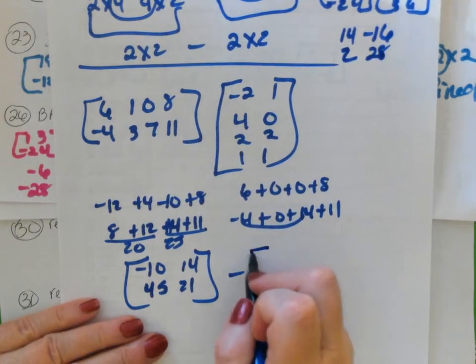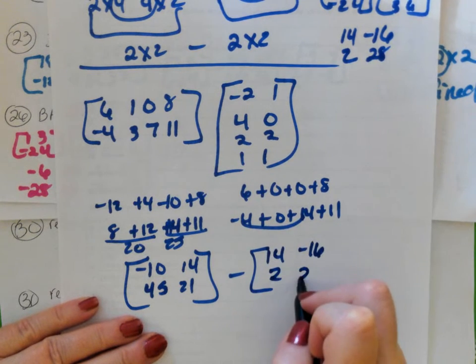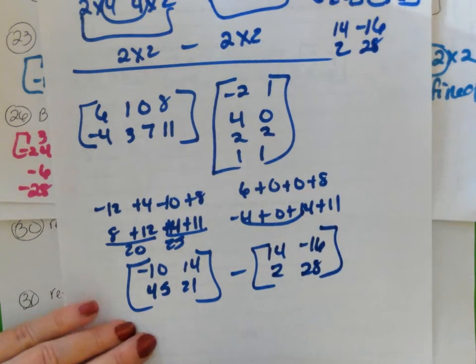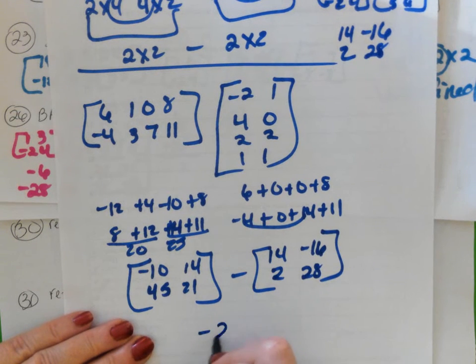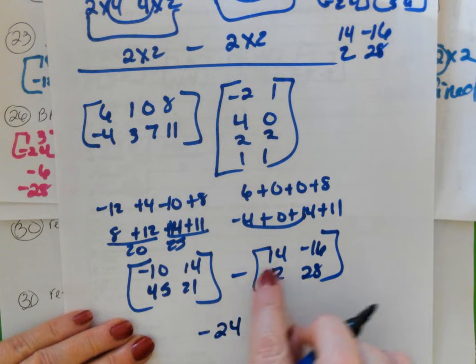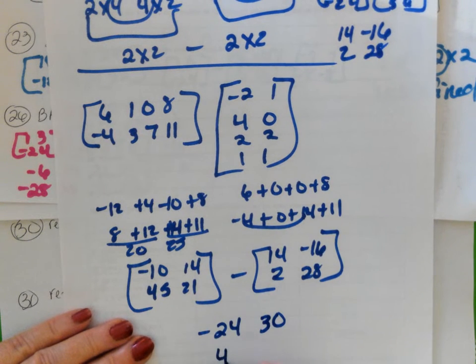Okay, so I bring that down here. 14, negative 16, 2, 28. And we subtract. Negative 10 minus that is negative 24. 14 minus negative 16 is 30. 45 minus 2 is 43. And 21 minus 28 is negative 7.